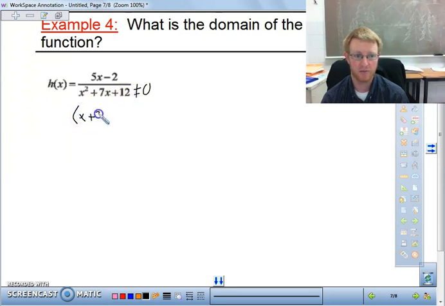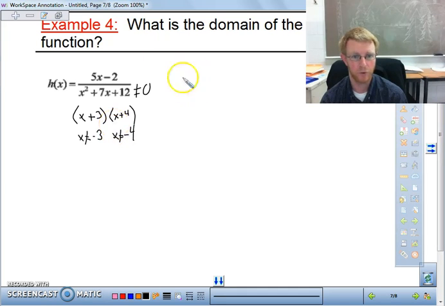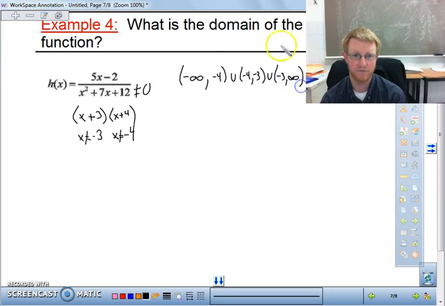So we factor this, and this becomes x plus 3 and x plus 4. So x is equal to negative 3. x is equal to negative 4. Those are the values that it cannot be. So therefore, we write out our interval notation from negative infinity to negative 4, from negative 4 to negative 3, and from negative 3 to positive infinity.